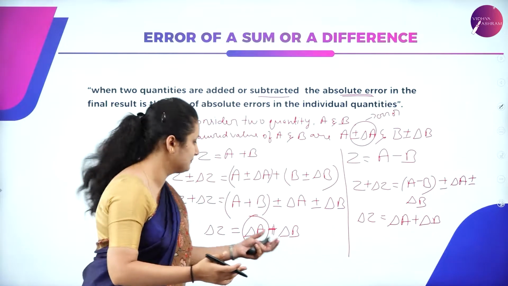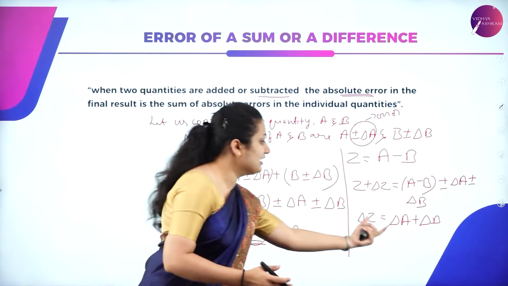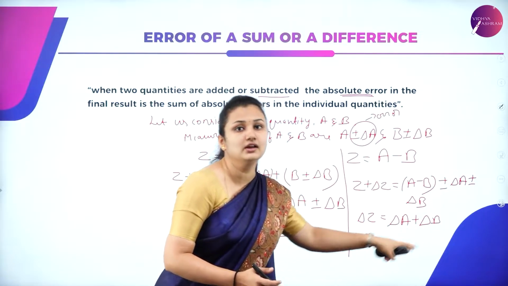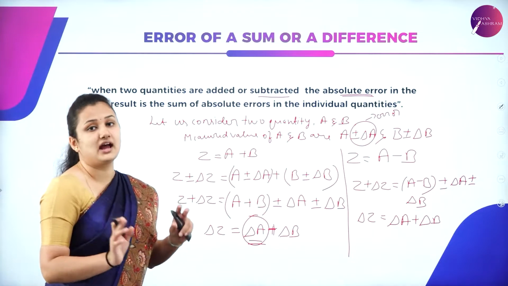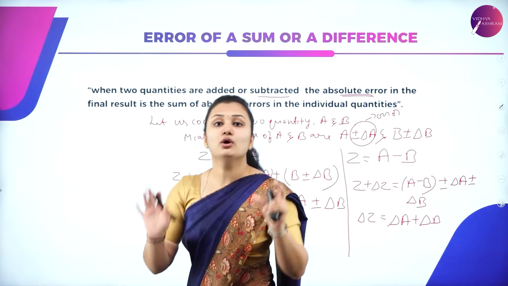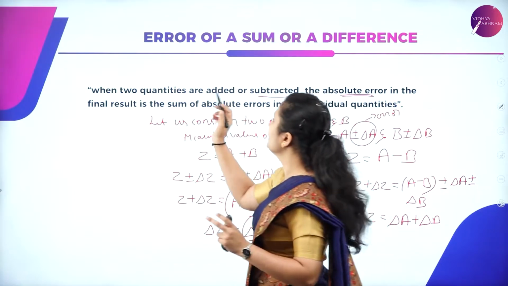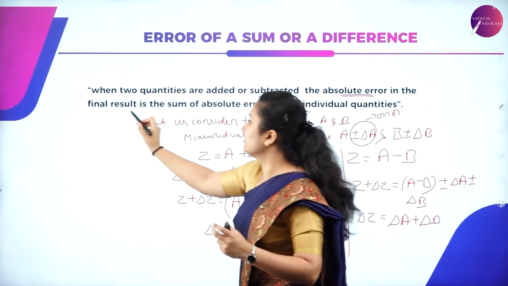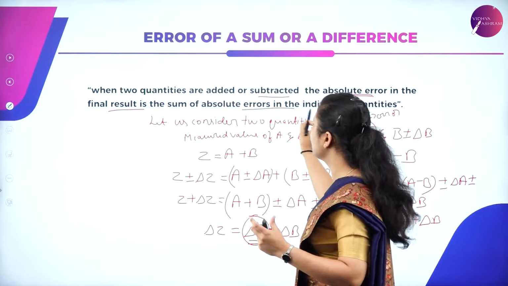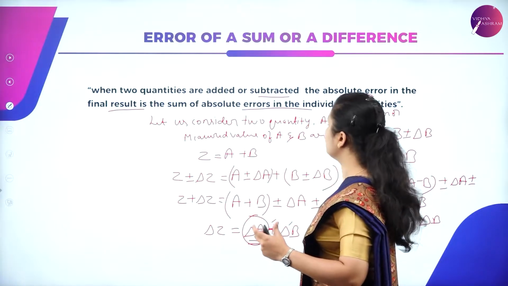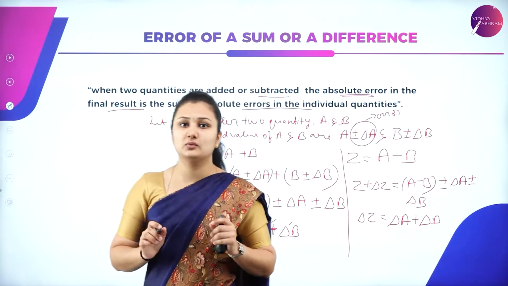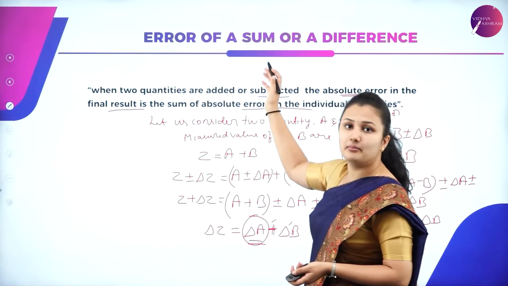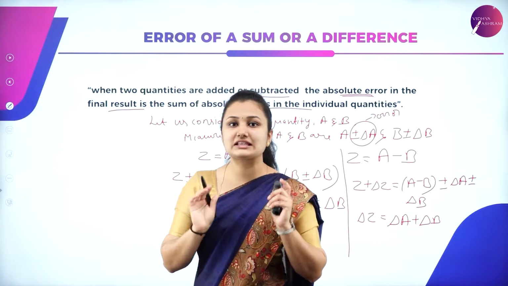So either you add or you subtract, the absolute error will be the sum of the absolute errors in the two individual quantities. Either you add or subtract, I am not bothered about that. Irrespective of addition or subtraction, the absolute error in the final result is the sum of the absolute errors in the individual quantities. So this is rule 1, that is, the error of a sum or a difference. I hope it is clear for you all.